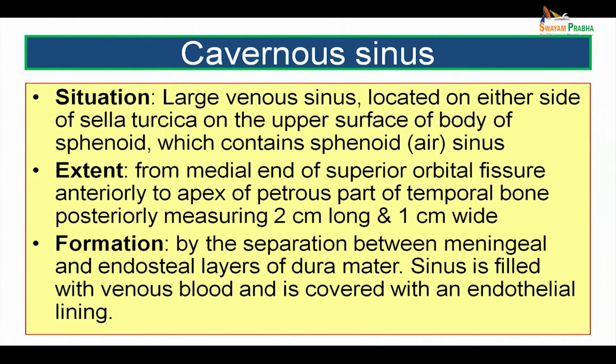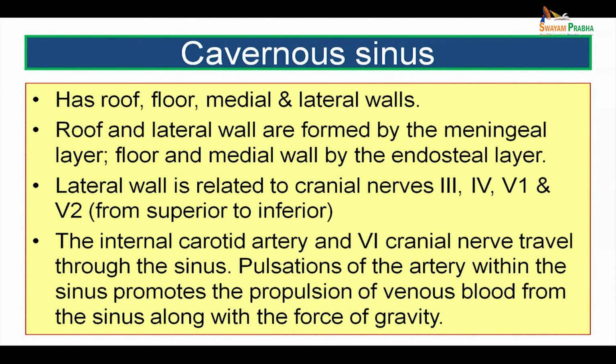Formation: it is formed by the separation or the space between the meningeal and the endosteal layers of dura mater. The sinus is filled with venous blood and is covered with an endothelial lining. The sinus has roof, floor, medial wall and lateral wall. The roof and lateral wall are formed by the meningeal layer of cranial dura mater, while the floor and medial wall are formed by the endosteal layer.